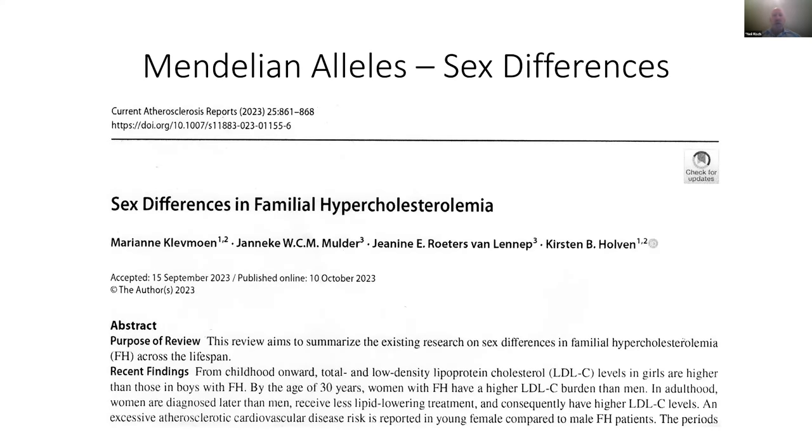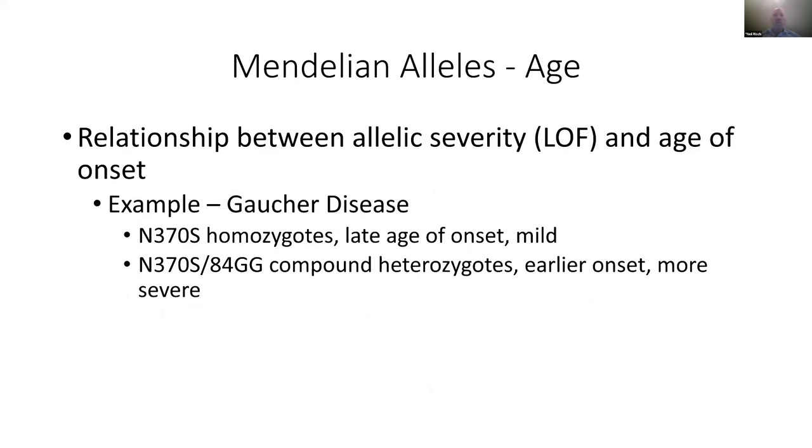Here's another example, a sex difference. In familial hypercholesterolemia, it turns out women who have FH mutations tend to have higher LDL cholesterol than males do, and actually a higher incidence of cardiovascular consequences from it. Age obviously has a major role here as well. As I mentioned with Gaucher disease, homozygotes for N370S have a late age of onset, and if you're a compound heterozygote with a complete loss of function, you're going to have much earlier onset.